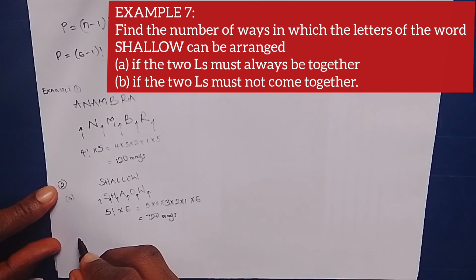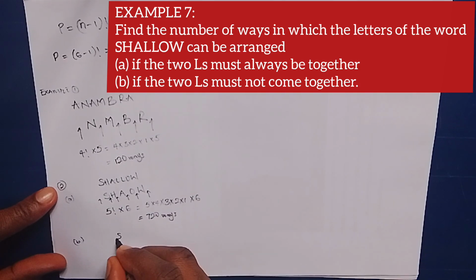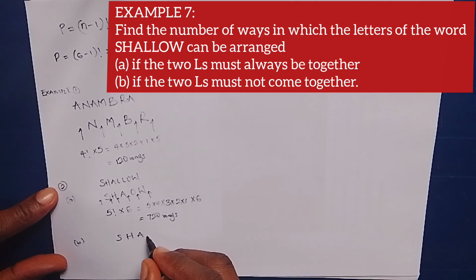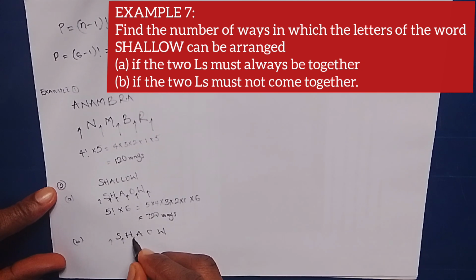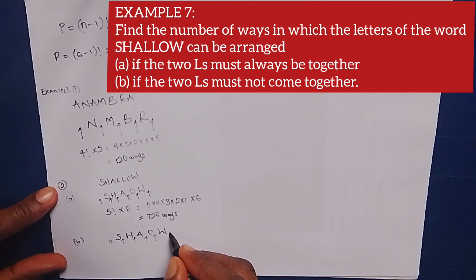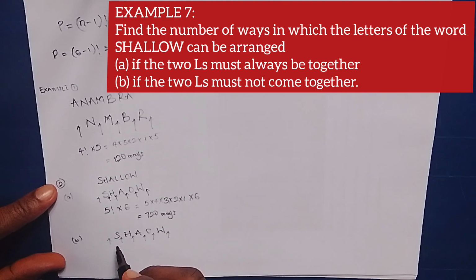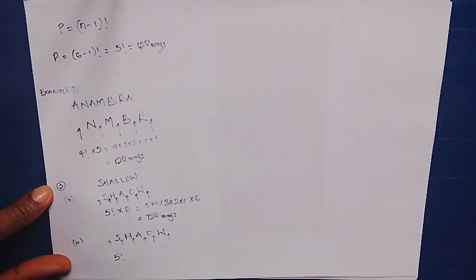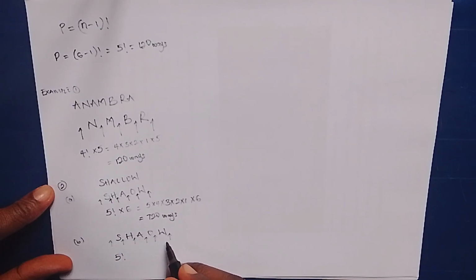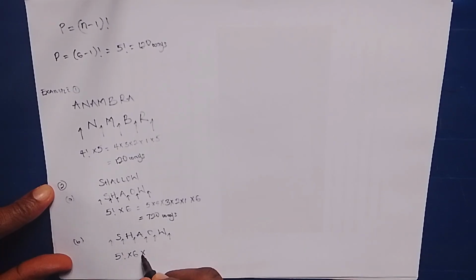Now for the second condition, say if the 2 L's must not come together. Now we'll still have our L's can be in any of these places. That's 1, 2, 3, 4, 5, 6. So in this case, we take all the possible arrangements for the other letters apart from L, which is still 5 factorial. And then, giving 2 L's apart, the first L can be put in 6 ways, leaving 5 other ways. So the second L can be put in 5 other ways.